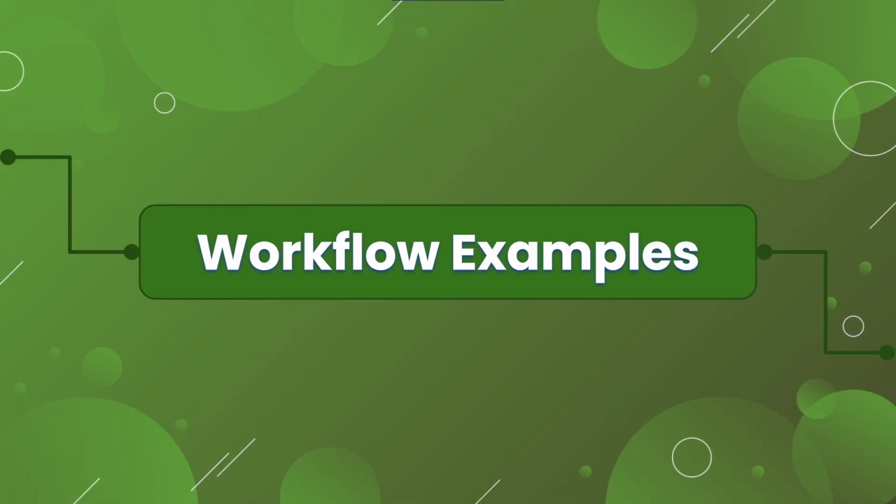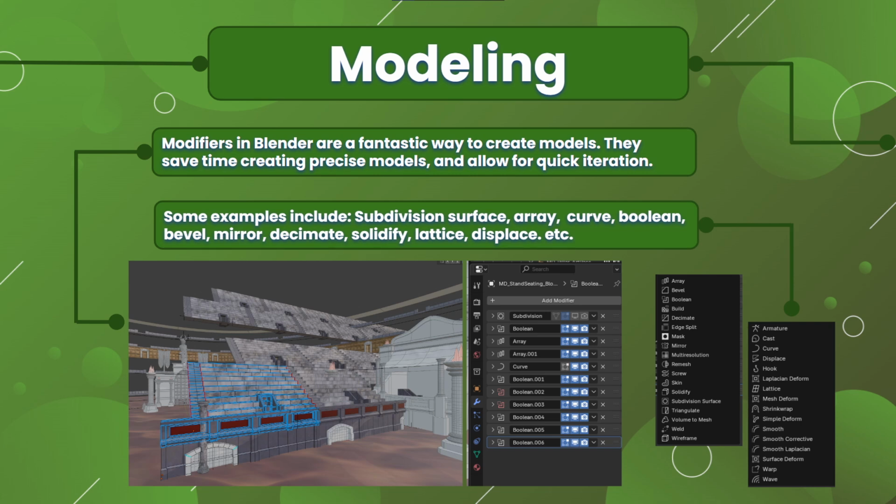So, some workflow examples include, for the modeling aspect of 3D, modifiers in Blender, because I know most people would be using Blender, and other 3D modeling softwares have their own versions of modifiers. But in Blender's case, it is a fantastic way to create models. They save time creating precise models and allow for quick iteration time. Some examples include subdivision surface, array, curve, boolean, bevel, mirror, decimate, solidify, lattice, displace, etc.